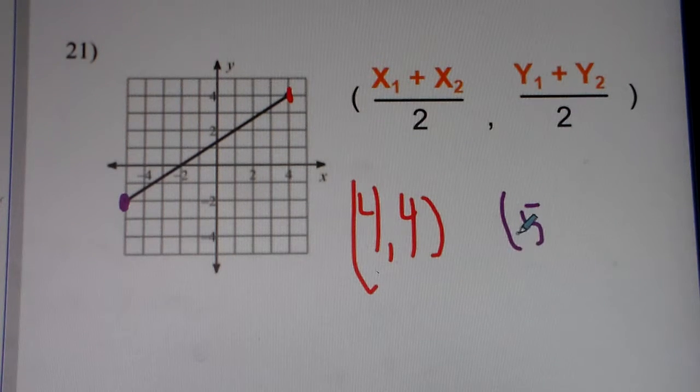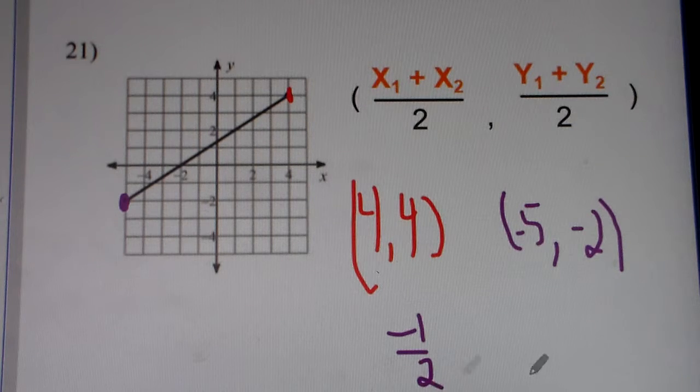So 5 to the left, so that's -5. The 2 down is -2. To find the x midpoint, you do 4 plus -5, which gets you -1, and then divide it by 2. So -1 divided by 2 is -0.5. The y midpoint is 4 plus -2 divided by 2. So 4 minus 2 gets you 2. 2 divided by 2 gets you 1. So the midpoint of this line is at -0.5, 1. So that's the midpoint right there.